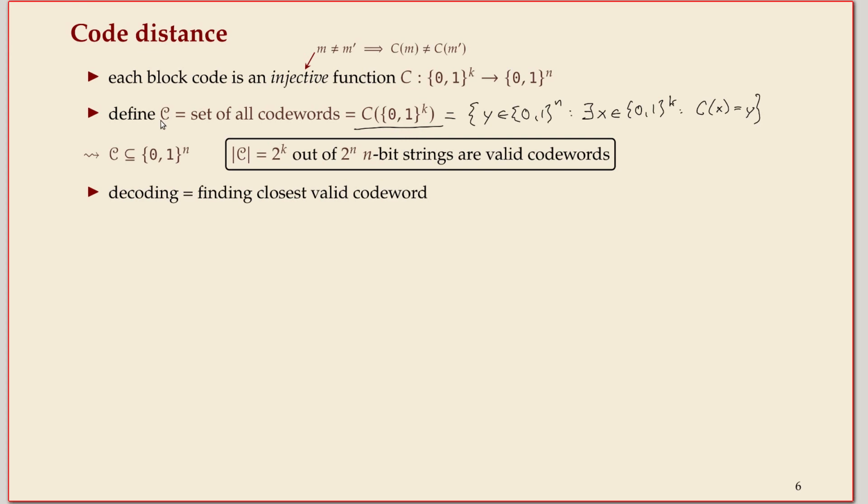So this set of code words is always a subset of all possible bit strings of length n. And it will have size exactly 2 to the k, one for each of the possible messages, the bit strings of length k. We'll call these the valid code words. Those are the ones that we expect to see if the channel does not flip any bits.